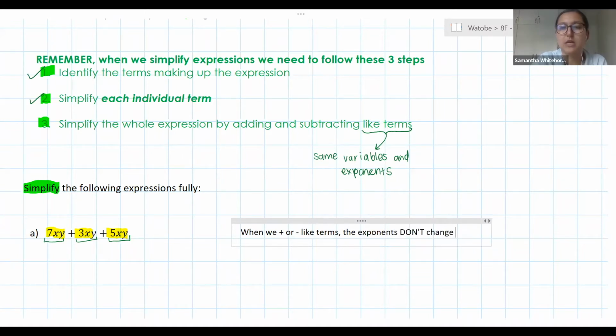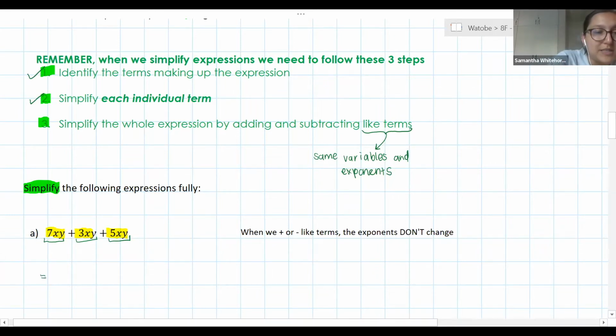That. So the only time an exponent will change is if we are multiplying or dividing. That is the only time. When we add or subtract, the exponent won't change. So a couple people have already put it on the chat, which is awesome. We're going to keep the xy exactly as it is, but 7 plus 3 plus 5 gives me 15xy.